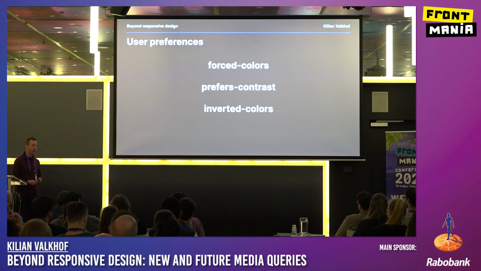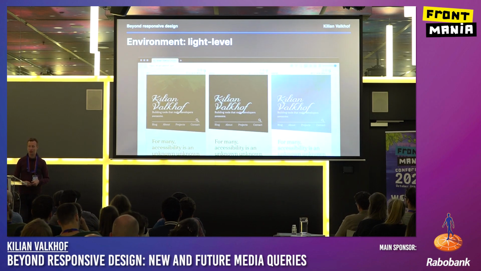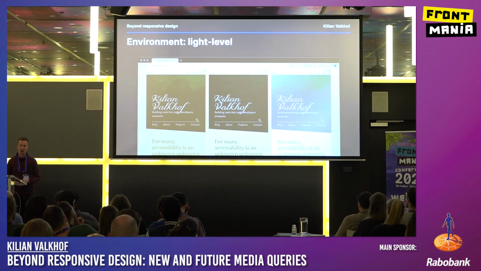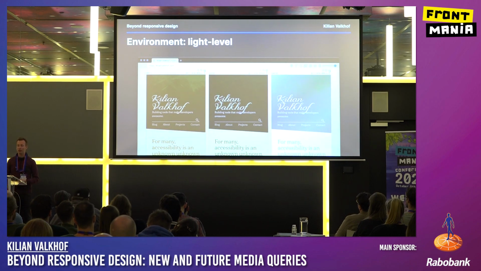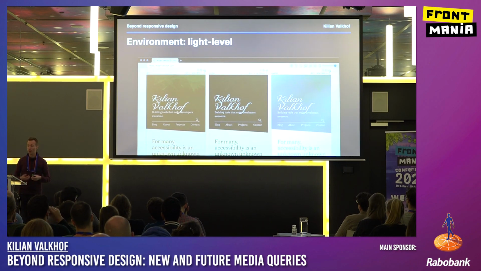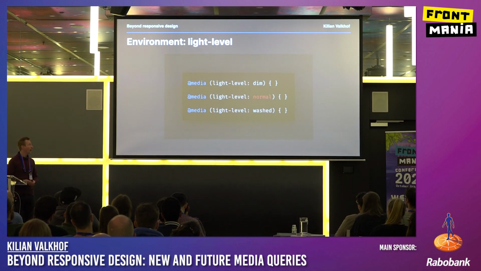On to some other media queries related to the environment. The light level media query lets us respond literally to the environment that a user is in. The idea is, because again, this isn't supported anywhere yet, that the operating system will tell the browser whether the environment is dark, normal, or bright, like when you're in broad daylight. And there's three values. Either the light level is normal, it's dim if it's dark, and it's washed if it's bright.